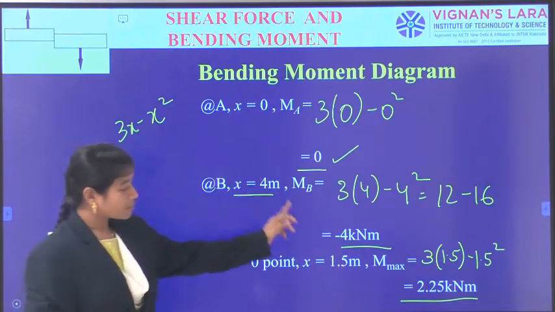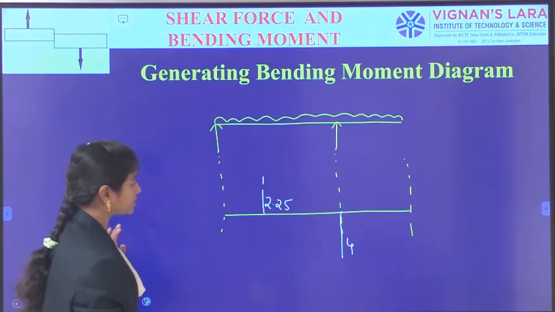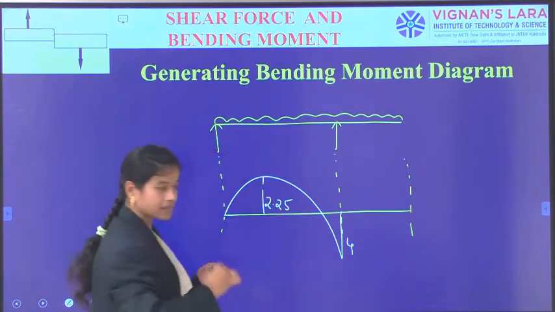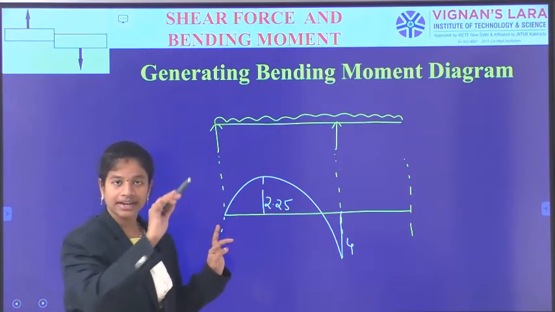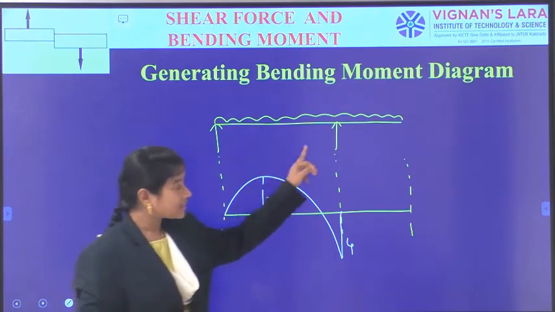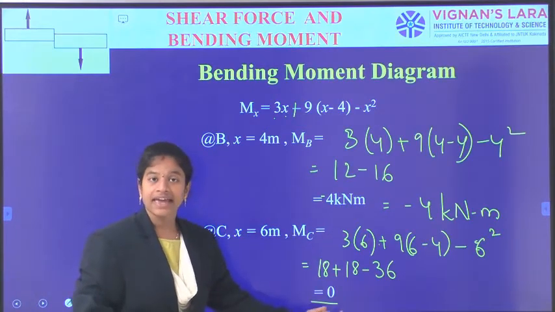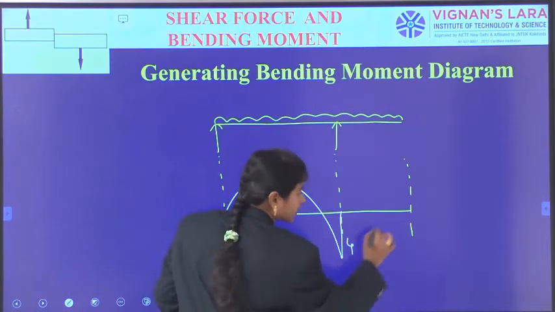So 0, minus 4 and 2.25, I am connecting with a free hand curve. Simply connecting all these 3 points without using any scale. And then at B I have got minus 4 and at C I have got 0. So that is minus 4 to 0.